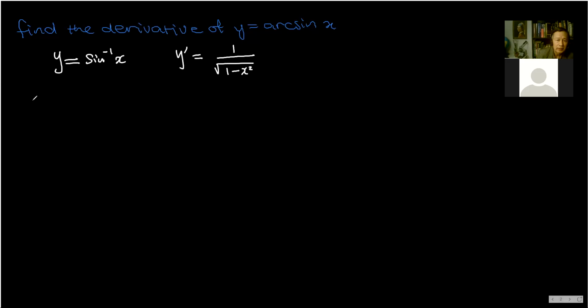So this is the first one. The second one is to find the derivative, so y equals cosine inverse x. All right, so we are trying to find the first derivative. So what can we do? Can we use that method we just learned?